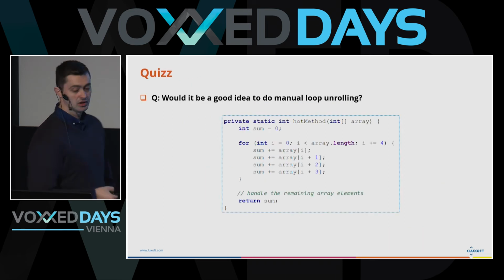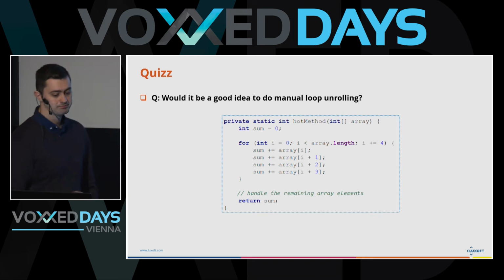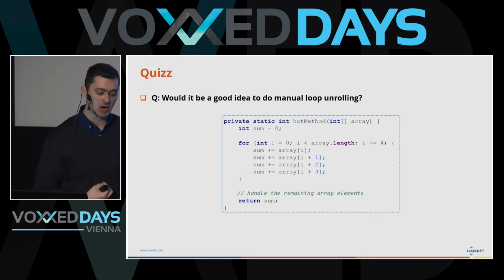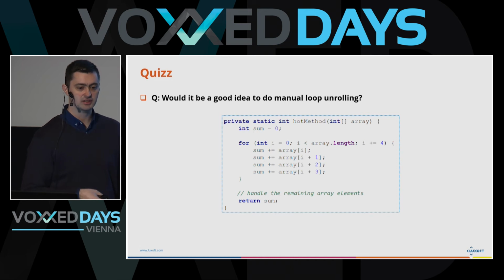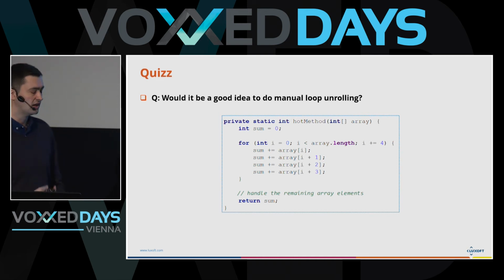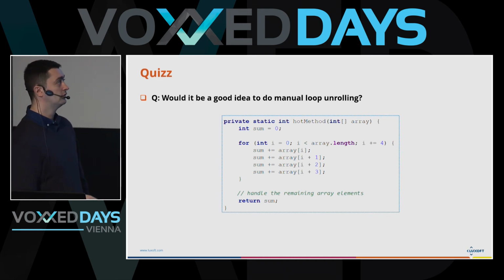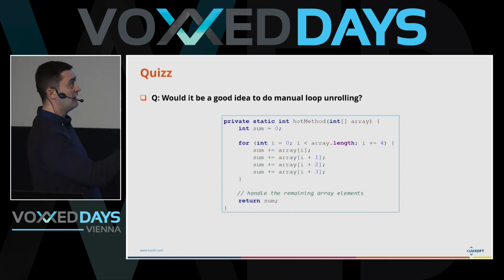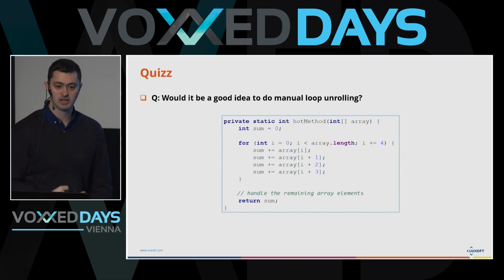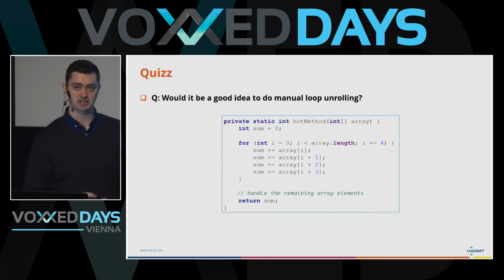Which leads me to a question for you, because we are aware of this sort of loop unrolling technique. Would it be useful for us to be a bit smarter in advance? For example, having an array and instead of iterating one by one to do the sum, to put like four additions in the same loop iteration. What do you think? Would it be a good idea?